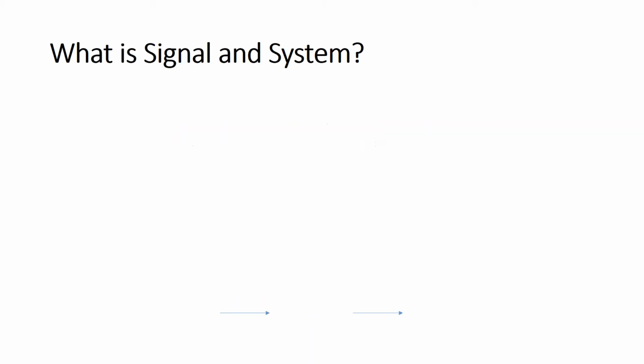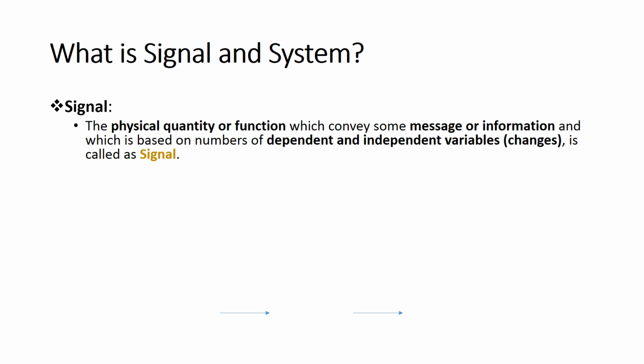First of all, we want to understand the concept of signals and systems. So we define a signal as a physical quantity, or we can say a function, which conveys some information or message and is based on a number of dependent or independent variables. We can say variables are changes. We can define variables in the next slide. Just keep in mind that we can define a signal as a physical quantity or a function which has some information.